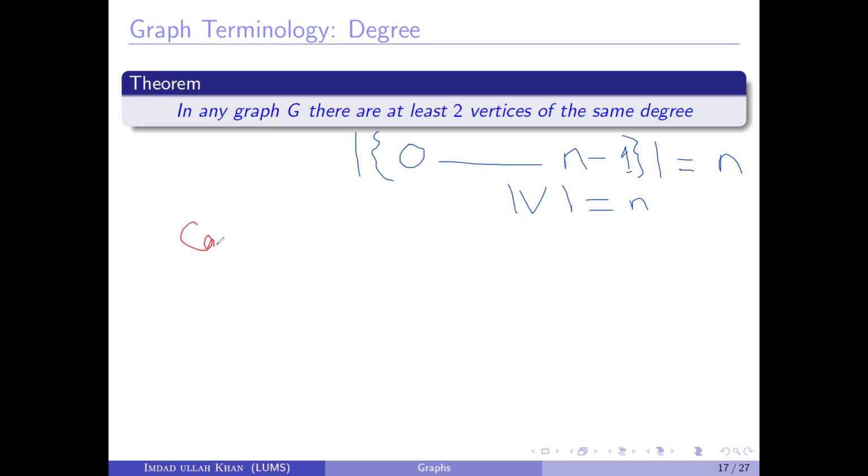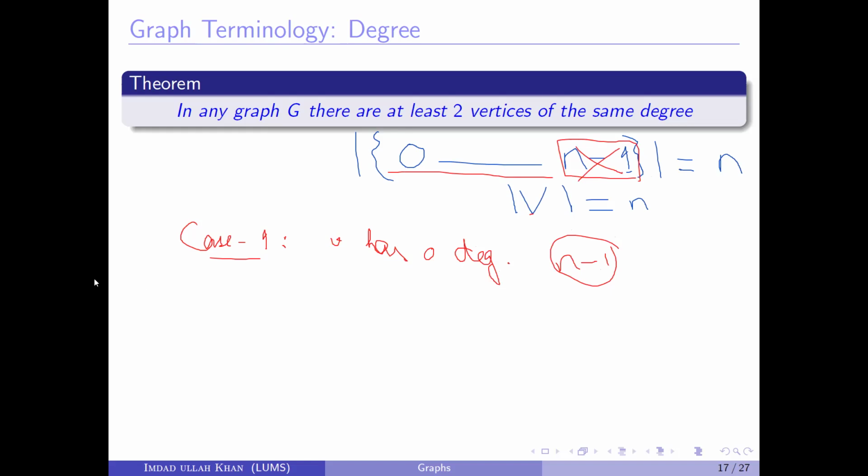Case number 1 would be that there is a vertex in the graph which has 0 degree. Right. So if there's some vertex v which has 0 degree, what does that mean? That means that this vertex is not connected with anyone. So then there can't be any vertex which will be having n minus 1 degree. So your remaining number of possible degrees are now n minus 1, and number of vertices are n. So at least two vertices should share the same degree.